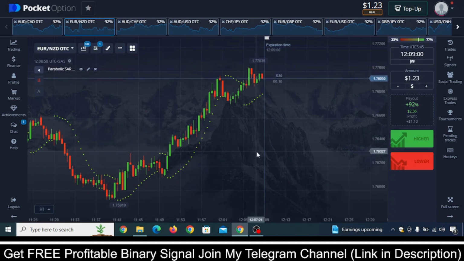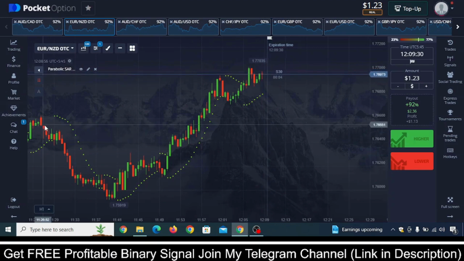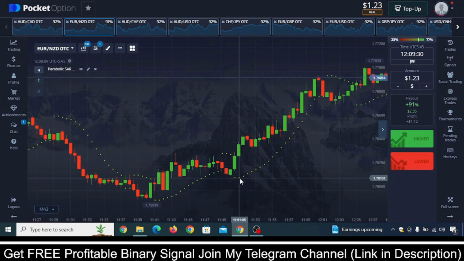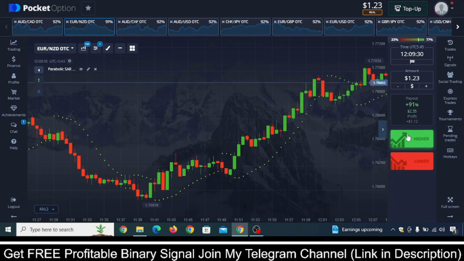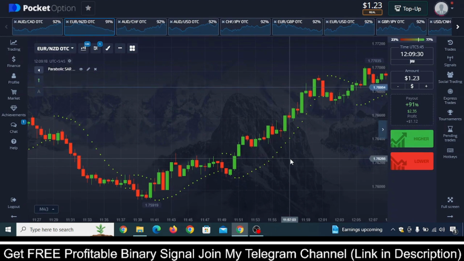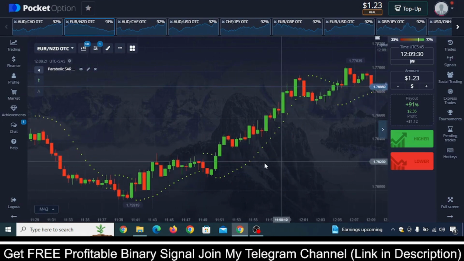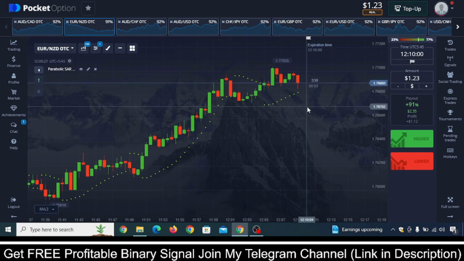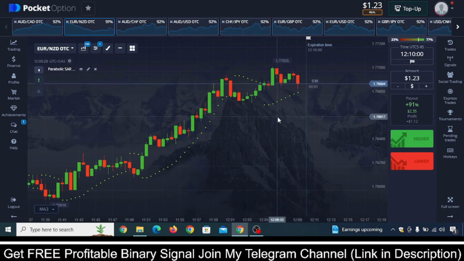Now once you have done all of these things, my strategy to trade with parabolic SAR is extremely simple. Whenever this second dot is forming above the candles, we make a trade by clicking on lower, and whenever this parabolic SAR second dot is forming below the candles, we make a trade by clicking on higher. This is my simple strategy, and it's also the strategy I use in my VIP copy trading channel, where other VIP members copy my trades, and we are pretty profitable.